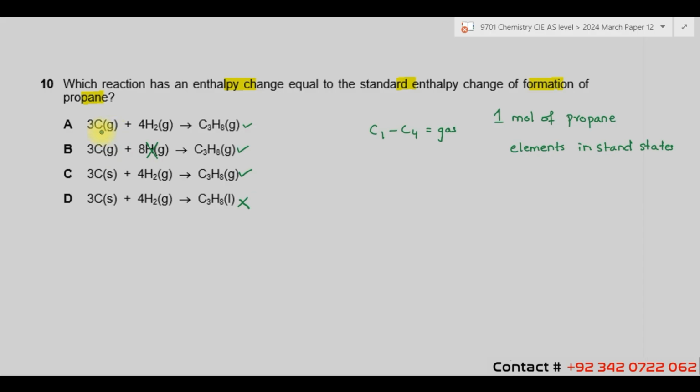Now we can see we have 2 options. C, gas. In normal state, carbon is solid, it is not gas. Carbon should be solid, hydrogen should be H2 gas, C3H8 is also gas. Let's look at the balancing. So 1 mole of product is formed and the equation is also balanced. 3 carbons are balanced, 8 hydrogens are balanced. So correct answer is C.